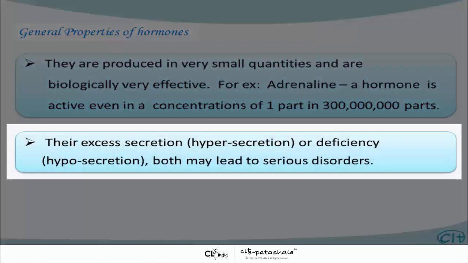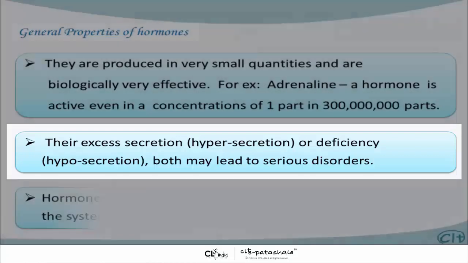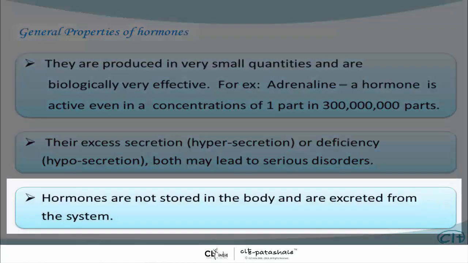Their excess secretion, or hypersecretion, or deficiency, that is called hyposecretion, may both lead to serious disorders. Hormones are not stored in the body and are secreted from the system.